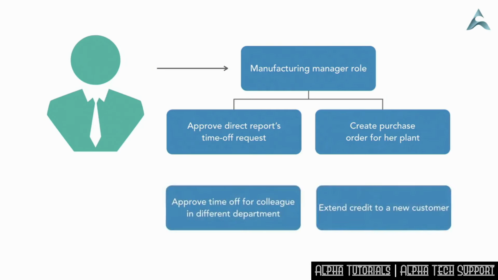Because her security role is mapped this way, she's denied access when she tries to approve time off for her friend in accounting. The role she is mapped to does not show her friend in accounting as one of her reports, so access is denied. Similarly, when she tries to extend credit to a new customer in the system, she would hit a hard stop. Our shop floor manager would have to reach out to someone in sales or finance to determine if the new customer was to receive credit access.